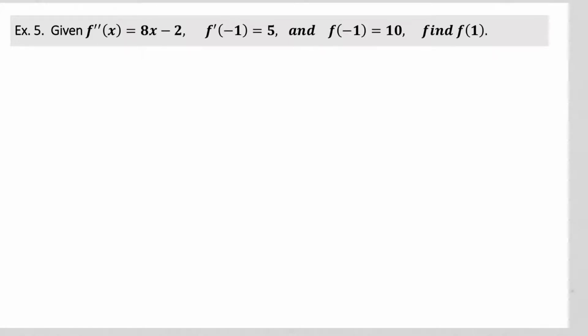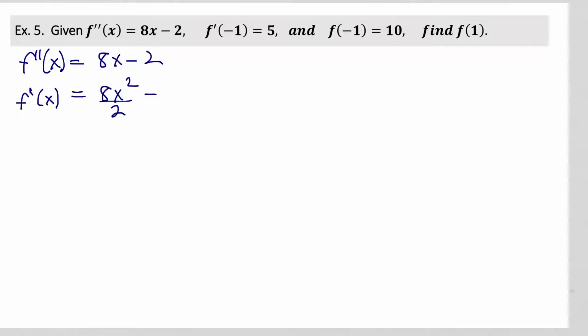So we start out by saying f double prime is equal to 8x minus 2. Then we go back to f prime. Notice the difference in notation. I'm not using the capital F here so that I can keep track of my primes. So I'm going back to f prime. I'm going to raise it up by 1, divide by 2. This is just going to be 4x squared, minus 2x, and then I'll have a constant.